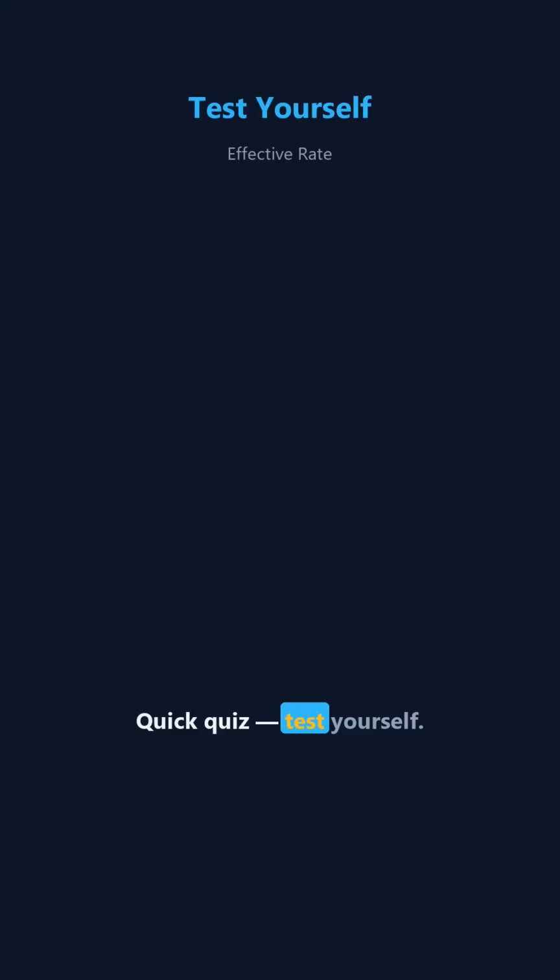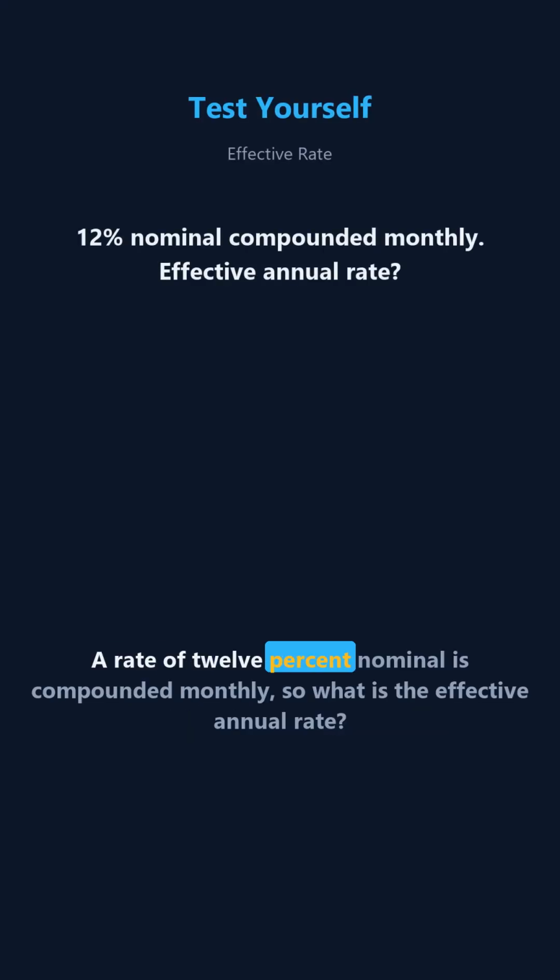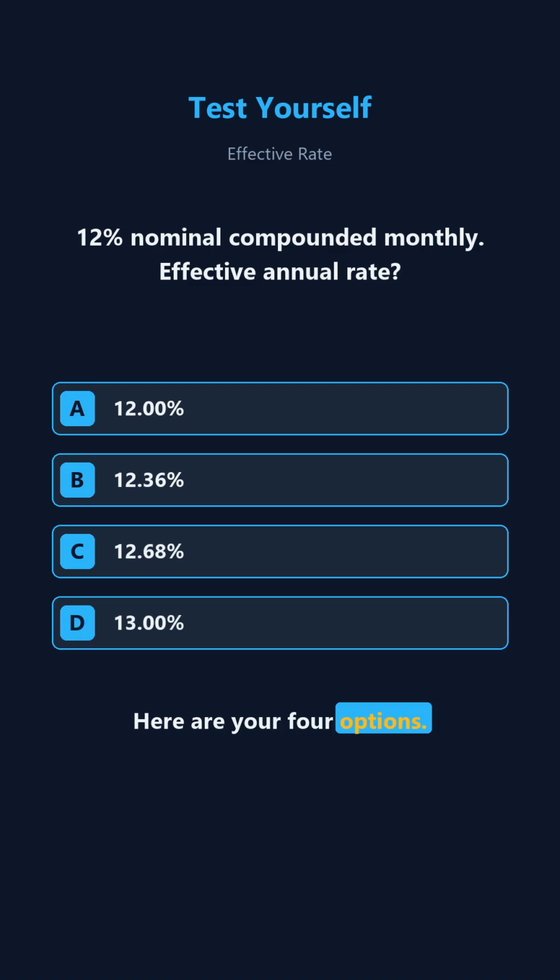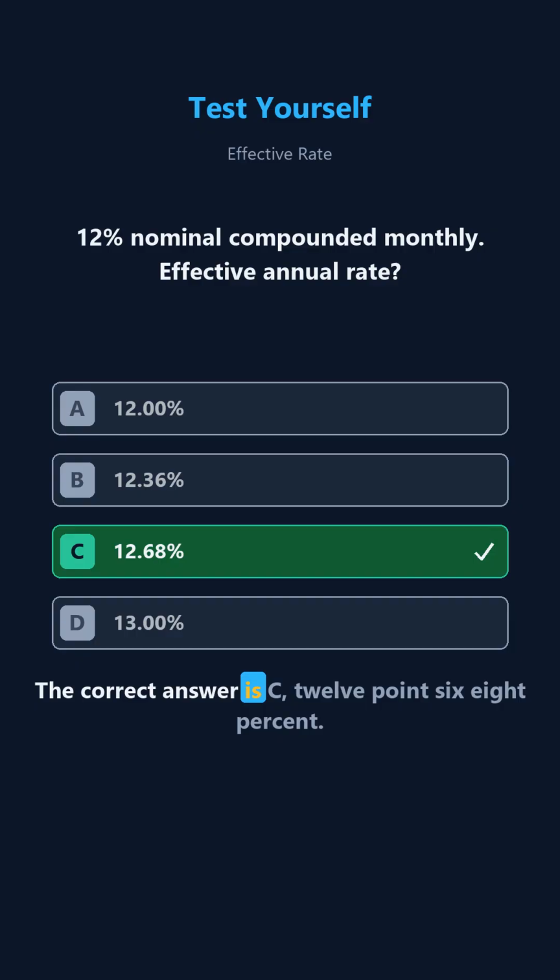Quick quiz, test yourself. A rate of 12% nominal is compounded monthly, so what is the effective annual rate? Here are your 4 options. Pause the video and solve it now. The correct answer is C, 12.68%. We compute 1.01 to the power 12 minus 1.